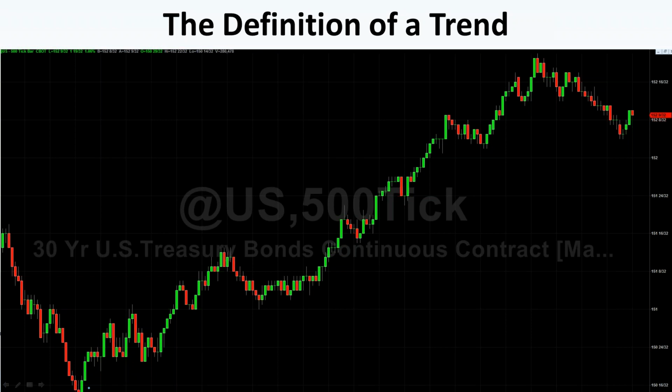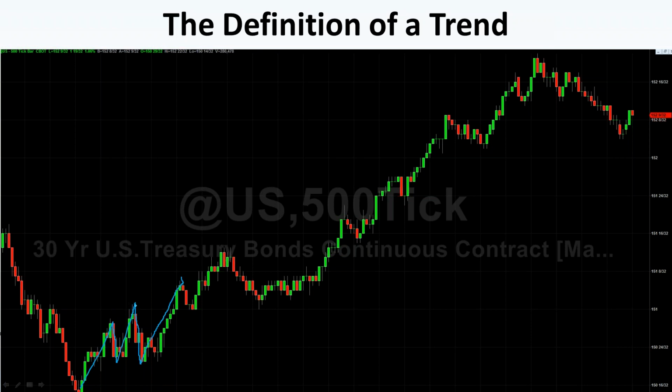Let's start on the left-hand side of the chart here. So we have a pivot low there, right? And then we have a pivot high. And then we have a higher low and a higher high. Make sense? Because the market goes up, pulls back, goes up again, pulls back again, and goes up again.